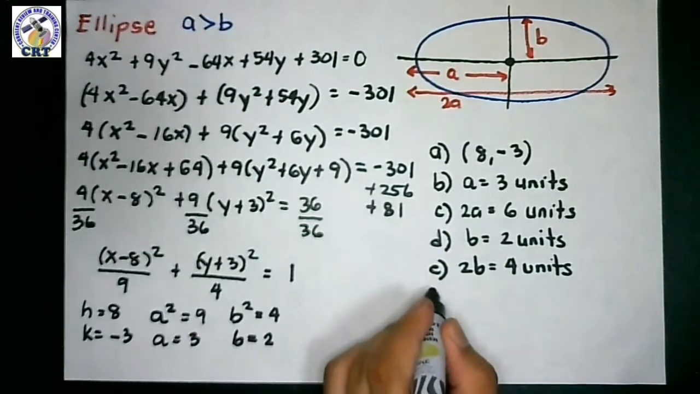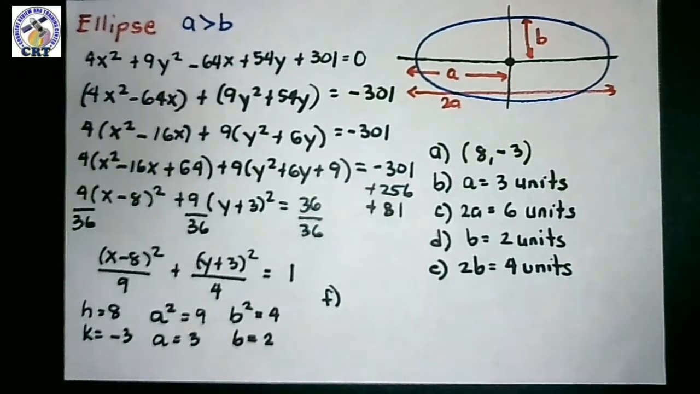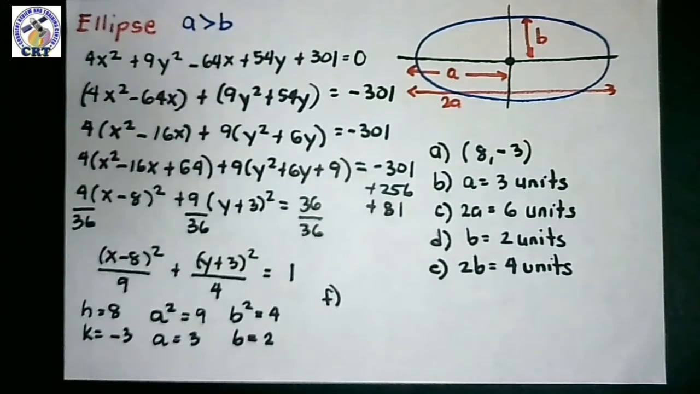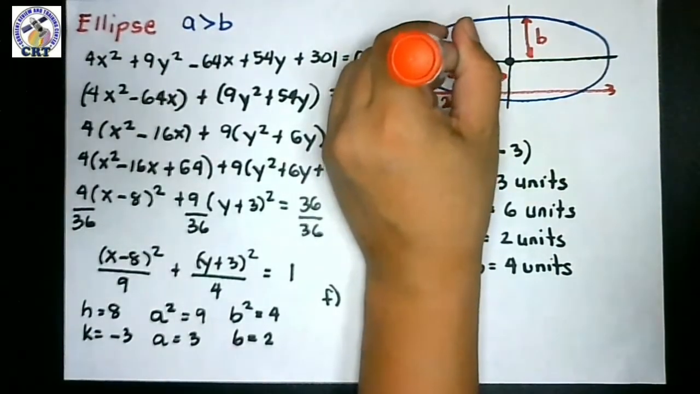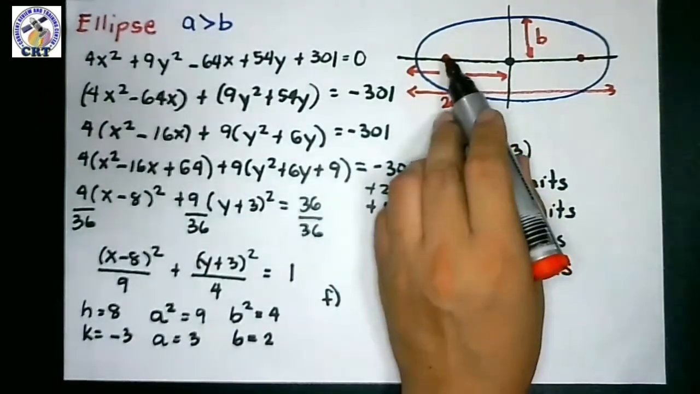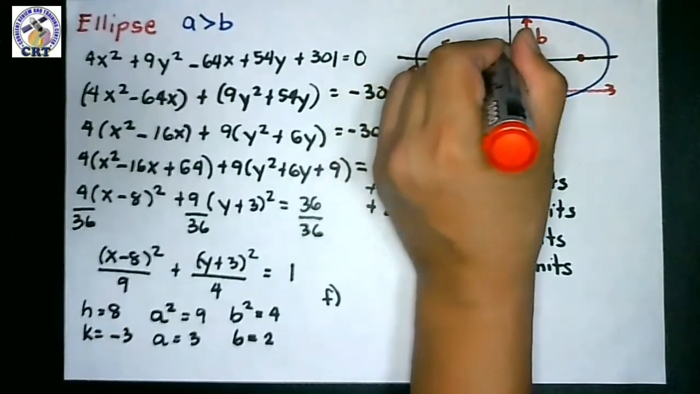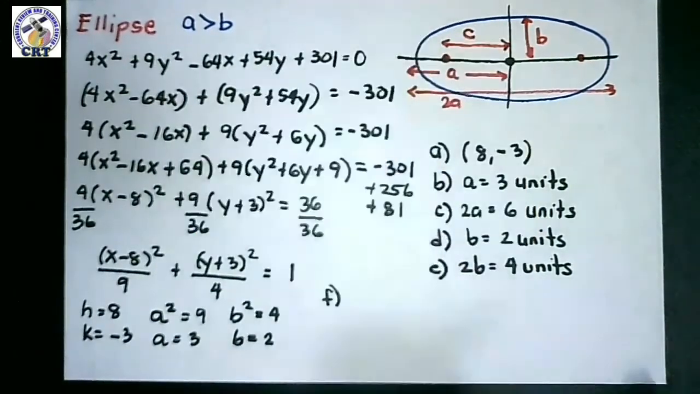Okay? So, letter F. Dito na lang ang F. Ang letter F natin, distance between the center to foci. So, nasan ba ang mga foci natin? Isa dito, isa dito. So, dito na lang tayo mag-illustrate. From center to one foci, ang representation natin, C.